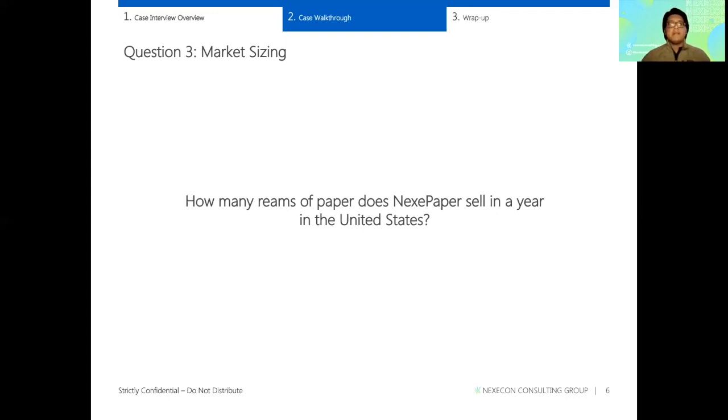So before we jump into that, just one quick question: how many sheets are in a ream of paper? Yeah, great question. So a ream of paper is 500 sheets.